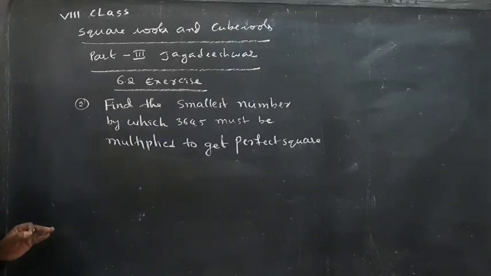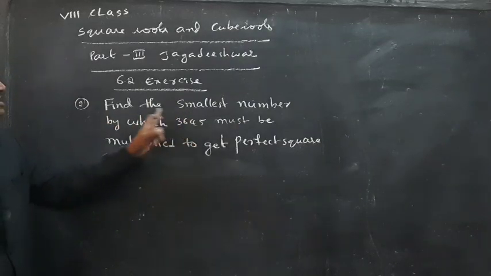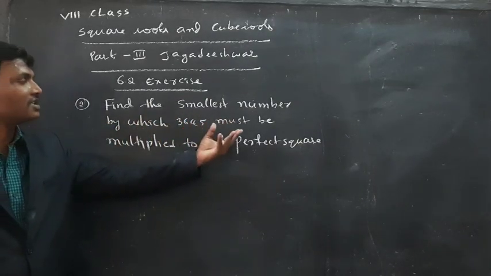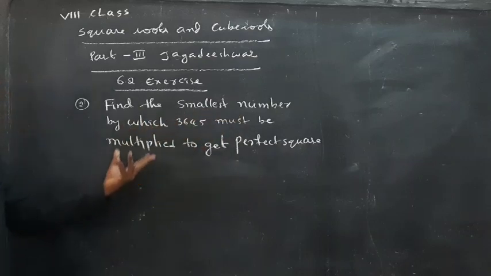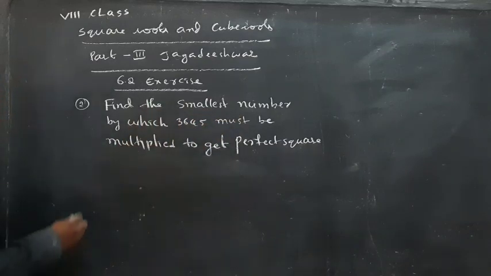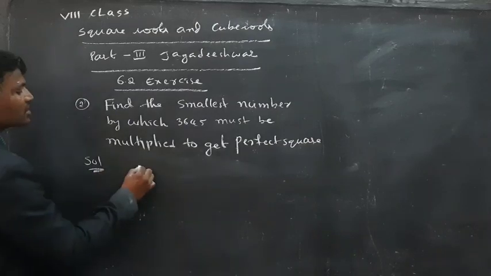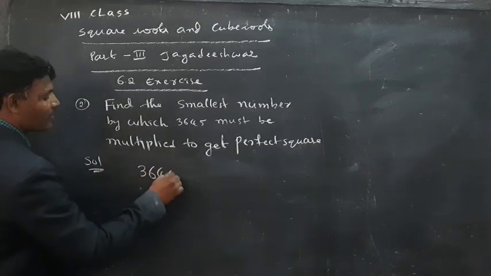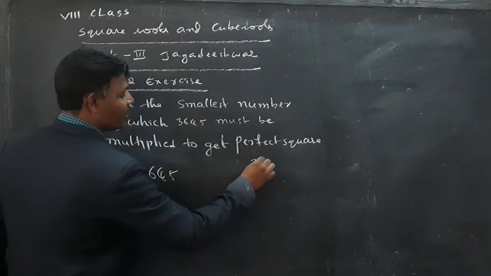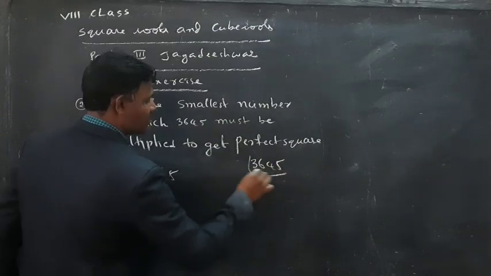Here the question, what is the question? Find the smallest number by which 3645 must be multiplied to get a perfect square. Here solution. What is the number given in the question? 3645. Now the 3645 is divided into prime factors.